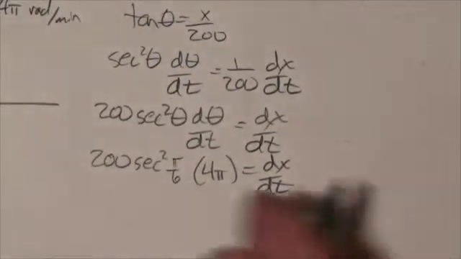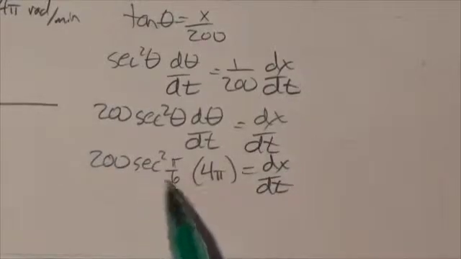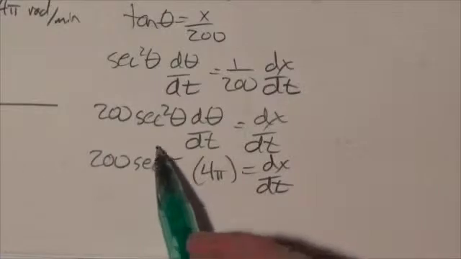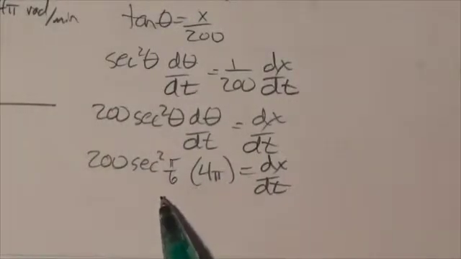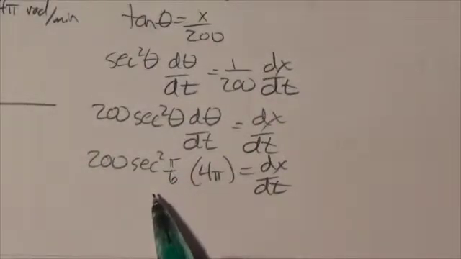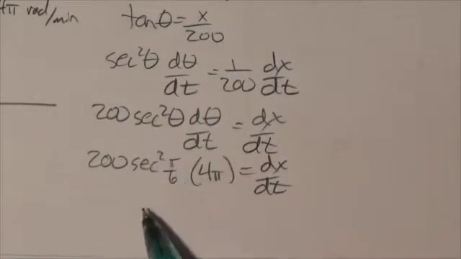And now this is really just a matter of evaluating. What we're going to get here is secant squared of pi over 6. Well, first of all, secant is 1 over the cosine. The cosine of pi over 6, being 30 degrees, would be root 3 over 2. So secant would be 2 over root 3. Squared will be 4 over 3.